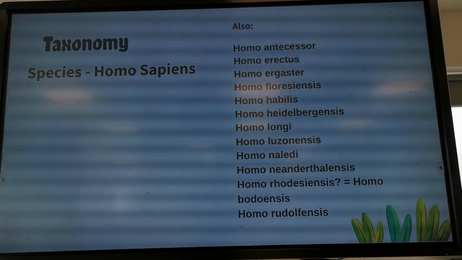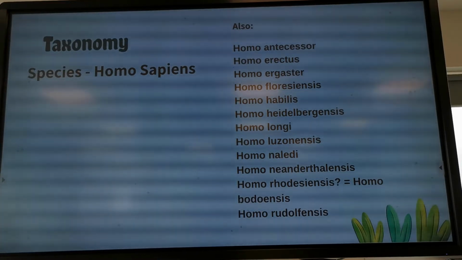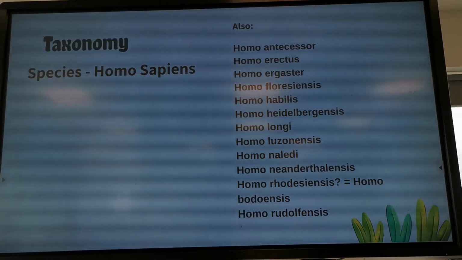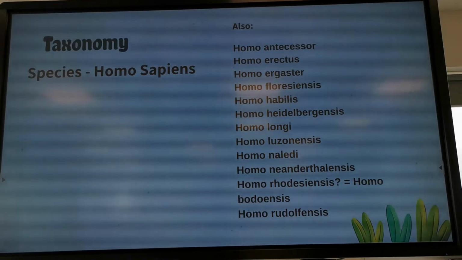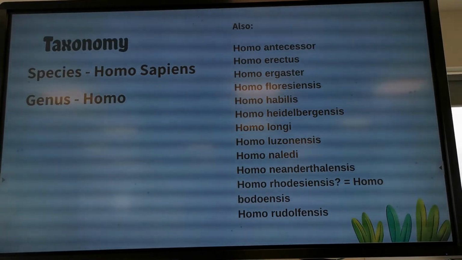So it just means wise man. There you go. Which was what separated us from the rest of the hominid species. Okay. So we also have the genus. So the species all belong to a genus, and the genus is Homo.